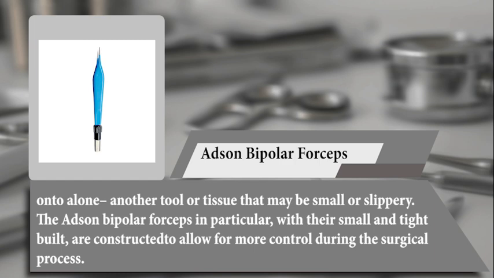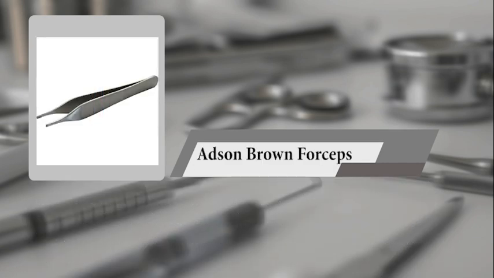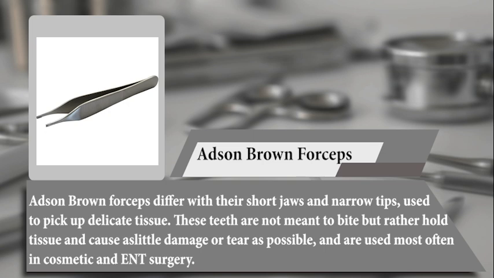The Adson bipolar forceps in particular, with their small and tight build, are constructed to allow for more control during the surgical process. Adson Brown forceps. Adson Brown forceps differ with their short jaws and narrow tips, used to pick up delicate tissue. These teeth are not meant to bite but rather hold tissue and cause as little damage or tear as possible, and are used most often in cosmetic and ENT surgery.